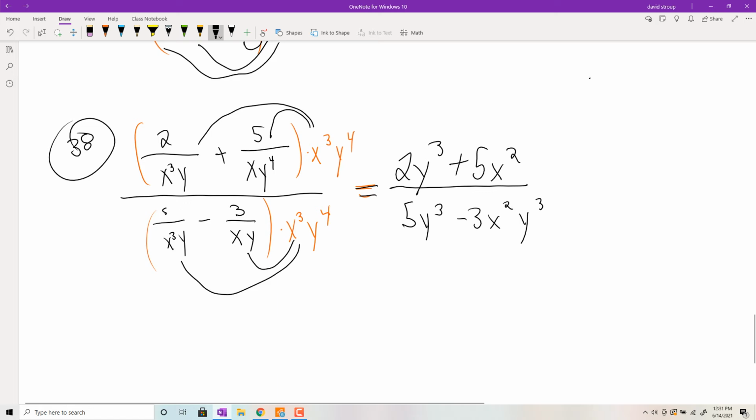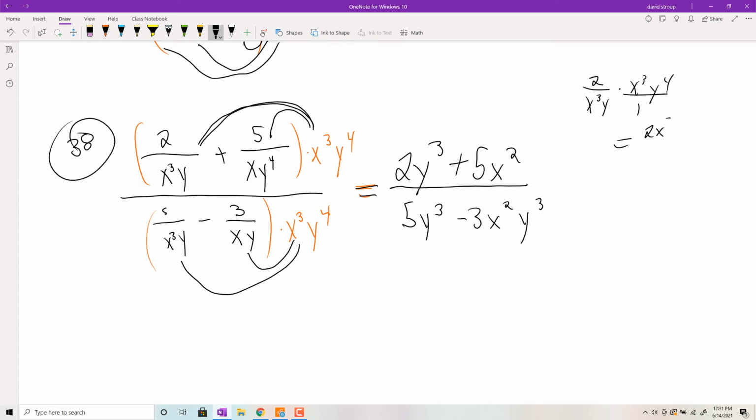So like, 2 all over x cubed y times x cubed y to the 4th. That would be this first distribution here. You can pretend this is over 1. And you get 2x cubed y to the 4th all over x cubed y. So the x cubes divide out. And then you're left with 2y to the fourth over y.